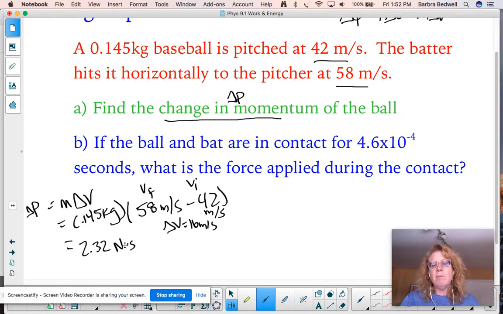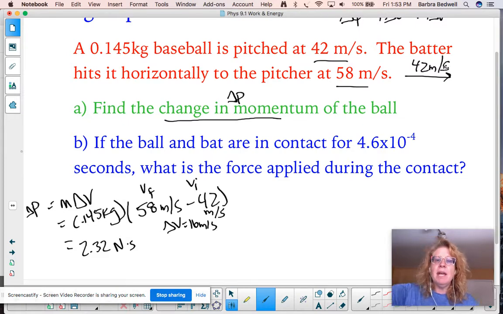So we have a problem with this, though. Our delta v here is actually not 16. It's a really common mistake for students to make, so don't worry about that. But let's talk about why that is. A baseball is being pitched at 42 meters per second. Okay, bam, 42 meters per second.